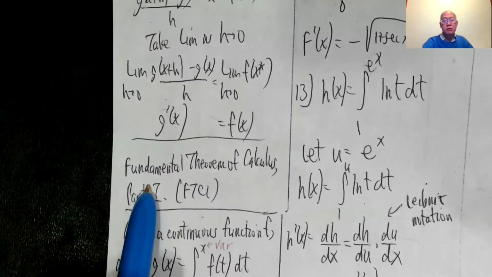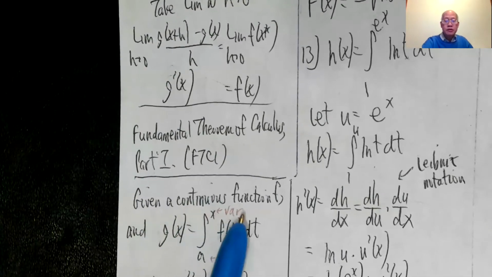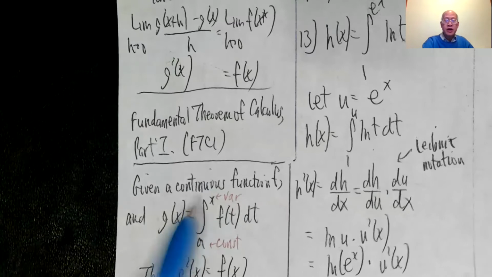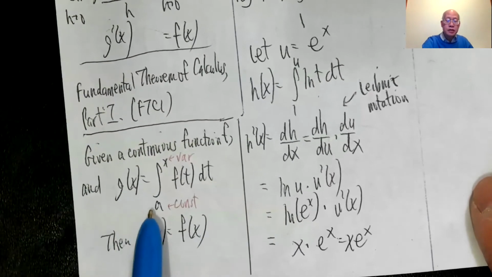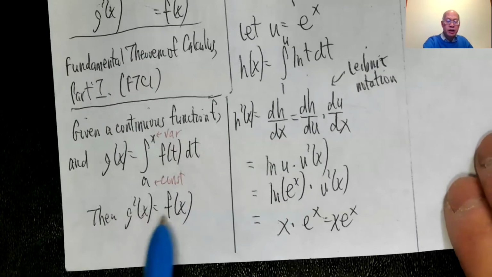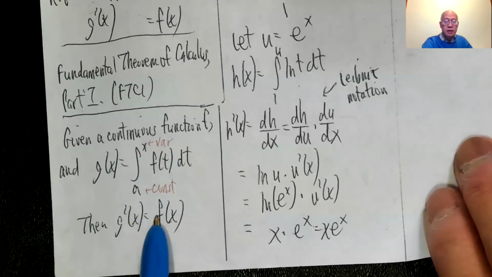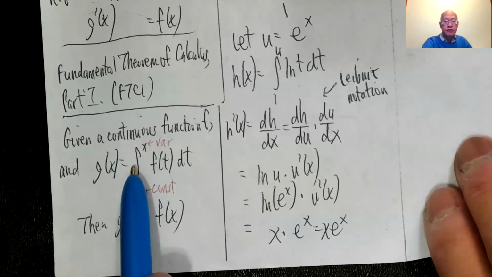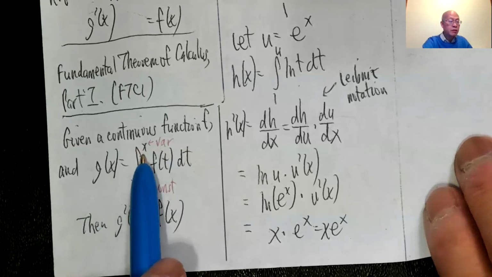So that gives us the fundamental theorem of calculus part 1, abbreviation FTC1. Given a continuous function f, if g of x is defined to be the integral from a to x of f of t dt, where the key point is that this is a constant and this is a variable expression, then g prime of x is equal to f of x. The derivative of this thing is f of x. In some sense, it's like saying the derivative of the integral. But the key idea is constant here, variable here.